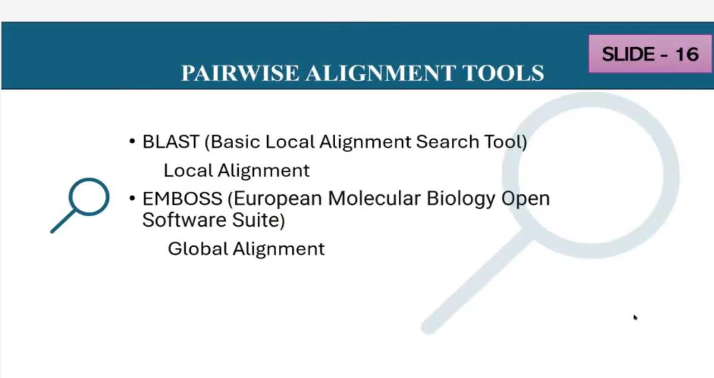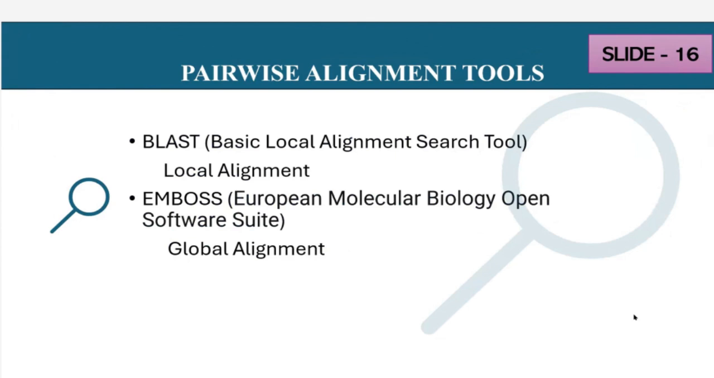And in this session, we are also handling some tools which we use for pairwise and multiple sequence alignment. In the case of pairwise sequence alignment, we are mainly using two; there are some other tools as well. In this session, we are handling BLAST and EMBOSS. BLAST stands for Basic Local Alignment Search Tool. So already we can understand that it is a local alignment search tool.